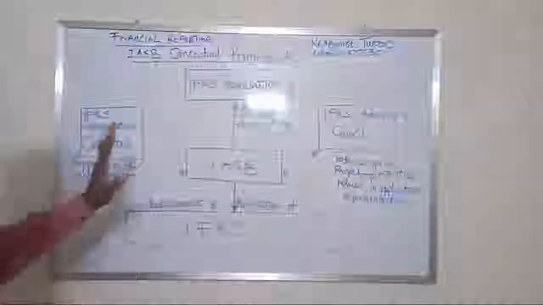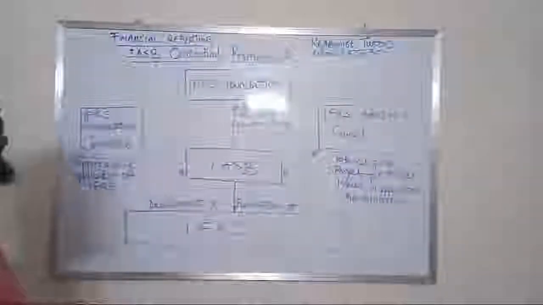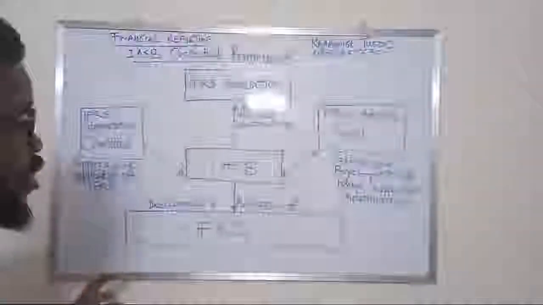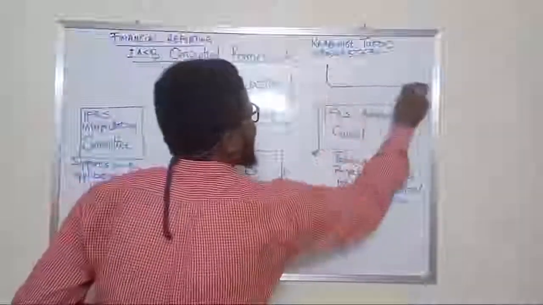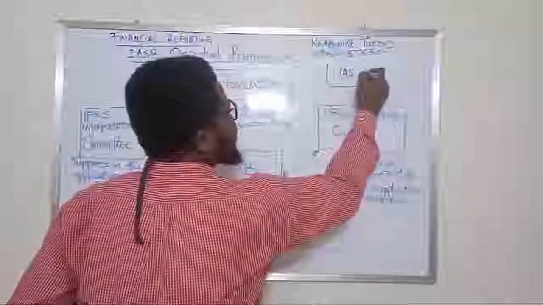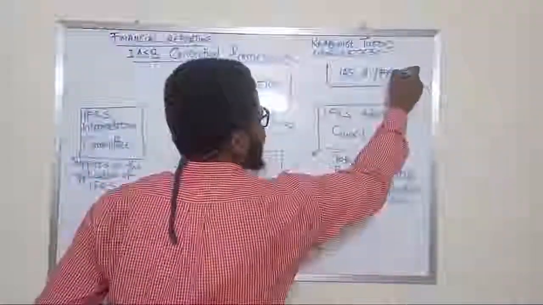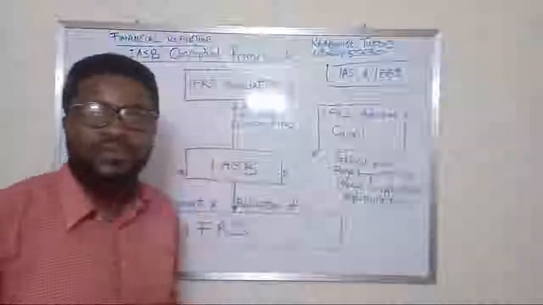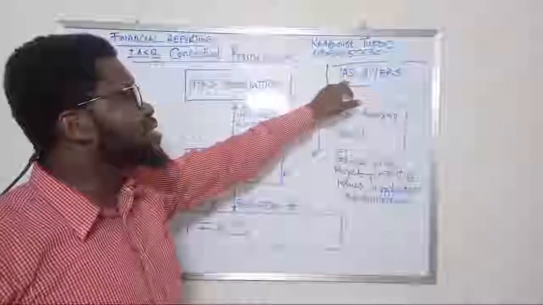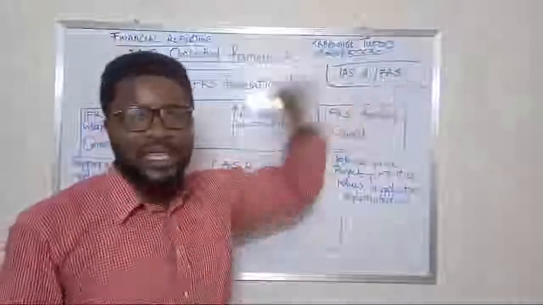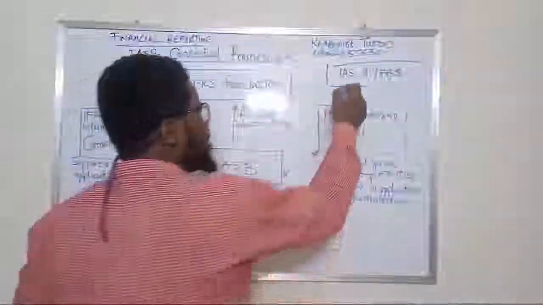This is a brief summary about the conceptual framework. Development of the IAS, you should write it down, notes. IAS and IFRS. International Accounting Standard, International Financial Reporting Standard. The key is standard.